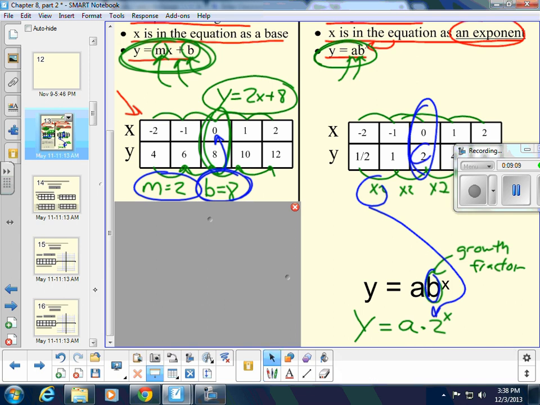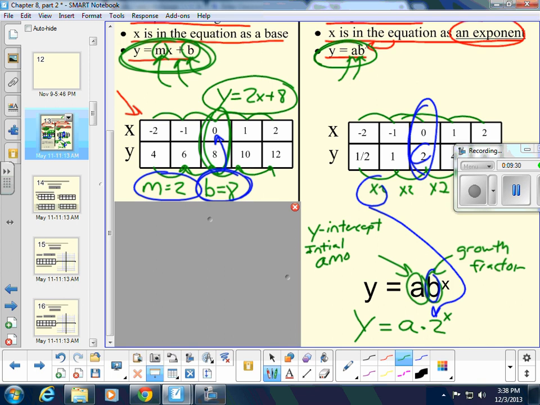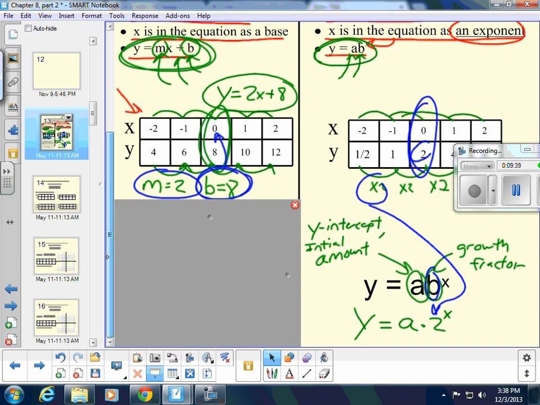You can still call this your y-intercept. It's also, as we'll find in many word problems, often an initial amount that we're starting with. So we'll think of it like that too, and kind of both of those terms. A is usually like a beginning amount, something we're starting with, or again, you can think of it like the y-intercept in this case for an exponential.